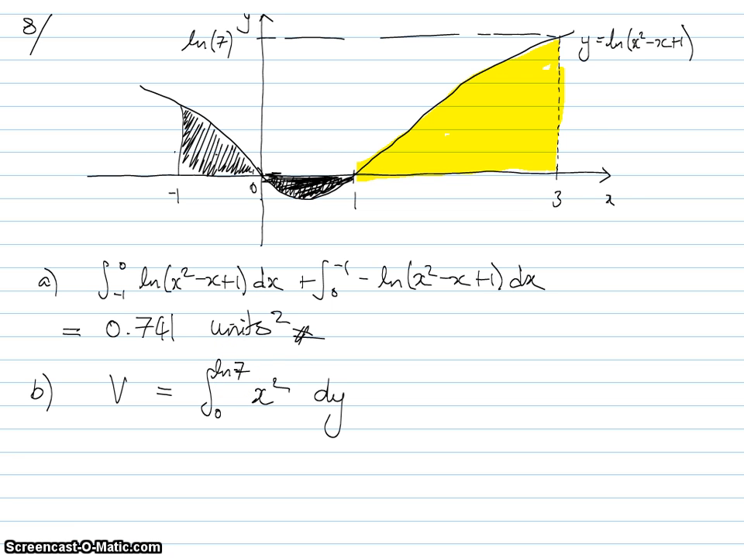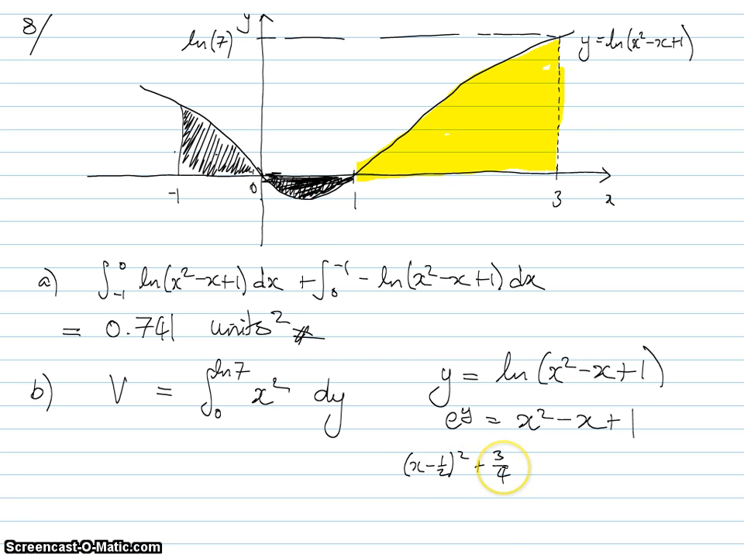Well, that raises an interesting question. What is x squared in terms of y? So let's try and work that out. We have y equals ln(x^2 - x + 1). That means e to the power of y is equal to x^2 - x + 1. That means (x - 1/2)^2 + 3/4, I think. Yep, will equal e to the y.